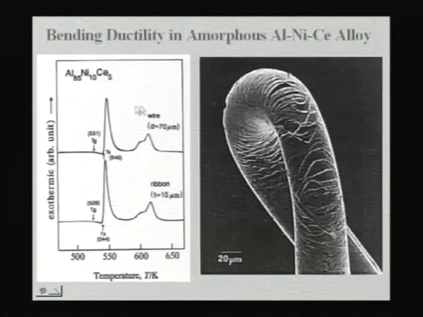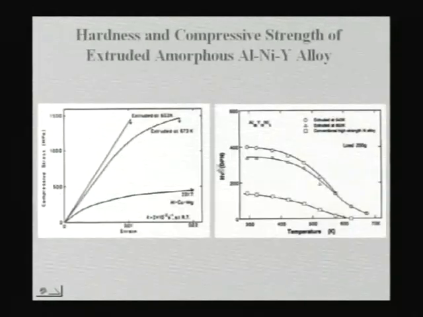So more or less you get similar DSC plots, and you can easily show that some amount of ductility is there, and there is a lot of shearing which occurs. You can see all shearing in these wires. And you can also take these amorphous alloys made by either melt spinning or by ball milling and extrude them, make them into rods, and look at their mechanical properties.